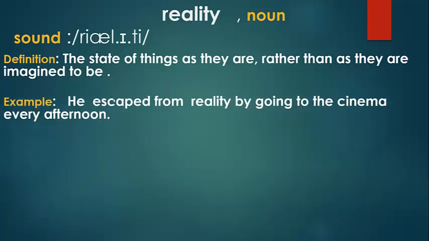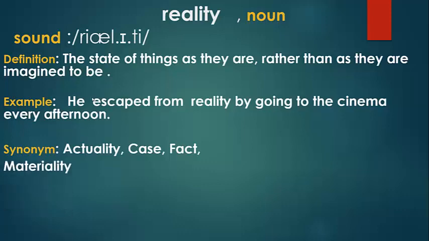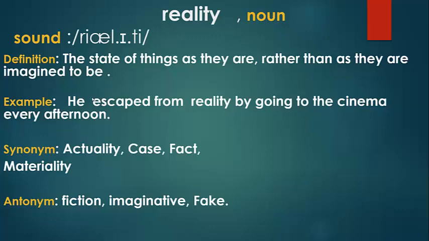He escaped from reality by going to the cinema every afternoon. So this person, maybe he has some problems, so he liked to escape from these problems by watching movies, living in an unreal environment, imagining characters, fiction. Synonym, actually or actuality, case, fact, materiality. Okay, we have also an antonym, which is fiction, imagination, imaginative, or fake.